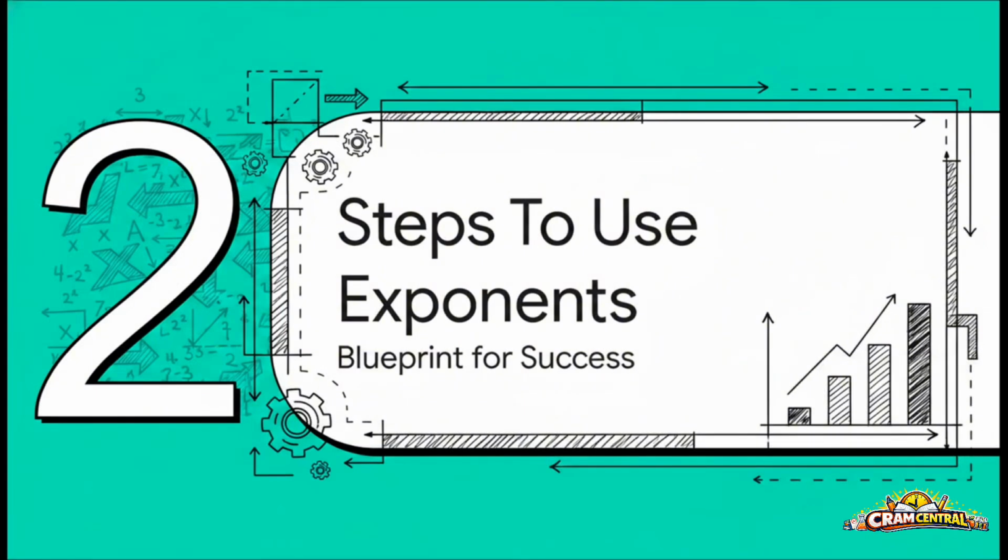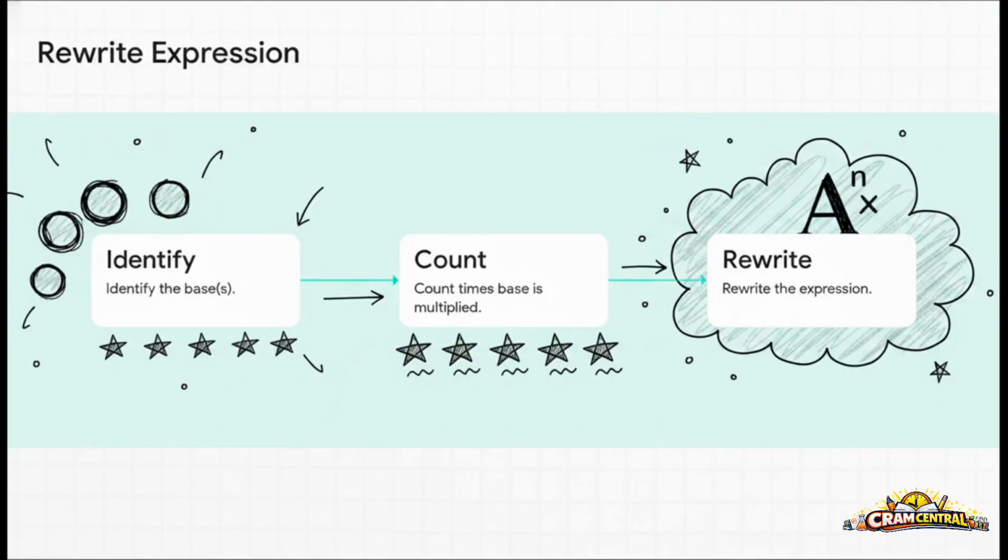Moving right along to our blueprint for success, the actual steps to use exponents. Whenever you need to rewrite an expanded expression into its exponential form, just follow these 3 super reliable steps. First up, identify the base, or bases. Like, what is the actual number being multiplied? Second, carefully count how many times that base is being multiplied by itself. And third, just rewrite the whole thing. Put the base at the bottom and your count up top as that small exponent. It's simple, it's structured, and it works every single time.